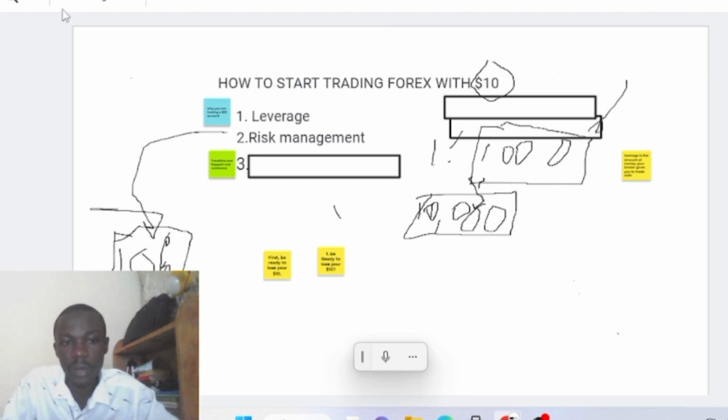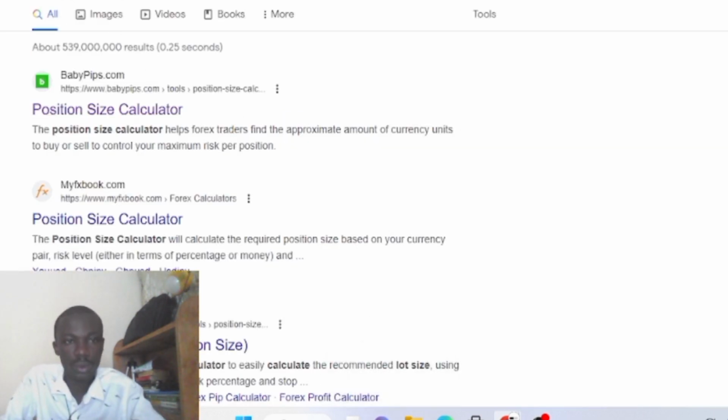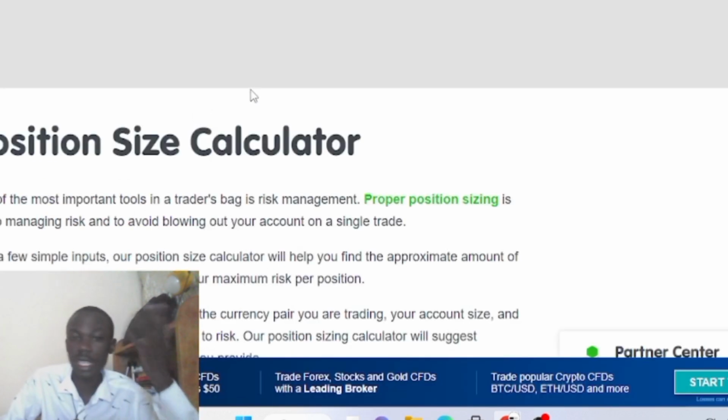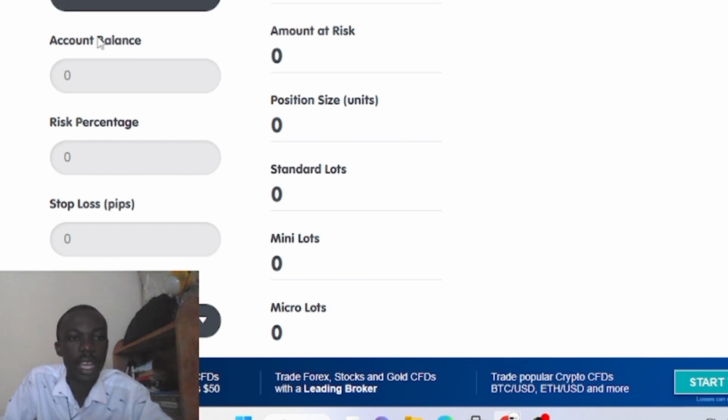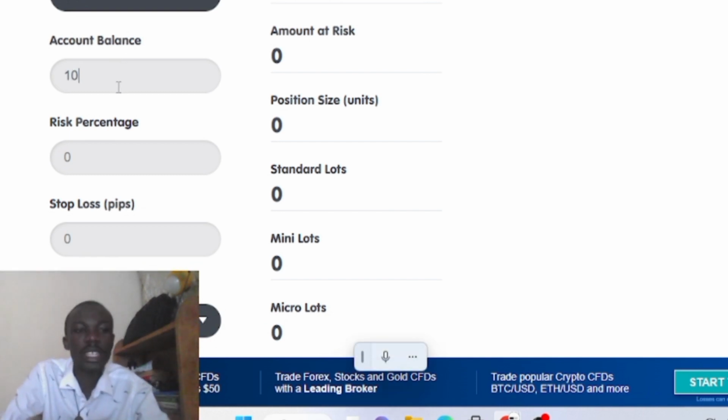We know that very well. And which lot size are we going to use? I'm going to put the link of a position size calculator. I'm going to come to Google and type position size calculator, and pick the Babypips position size calculator. It is easier for me. This is what we are going to be putting in here. They're asking us for the account balance. How much do we have in our account? For us, we have $10 in our account.